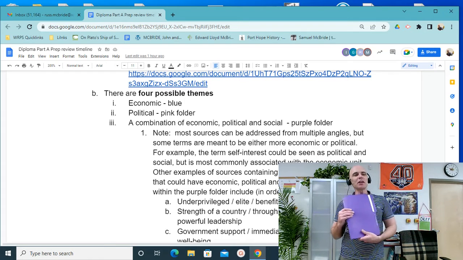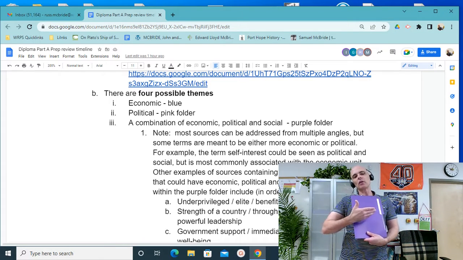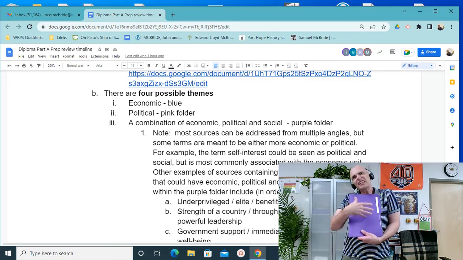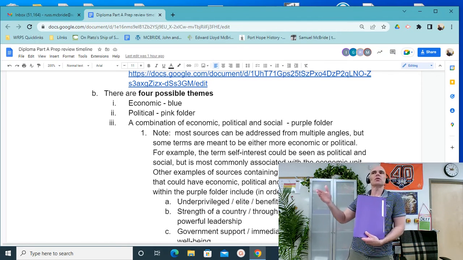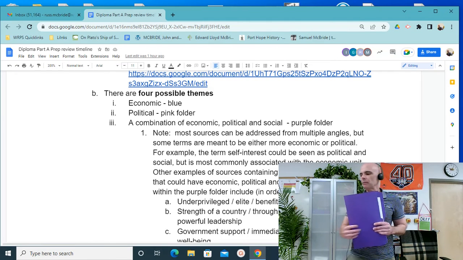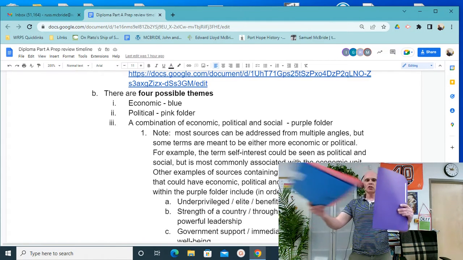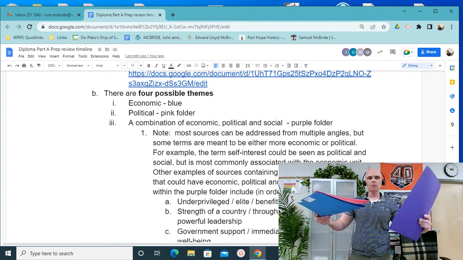No, you do have a political, you do have a social, you do have an economic self-interest, but the term self-interest is mostly associated with the invisible hand, with capitalism. So an essay may seem a little less sophisticated if you ignore the obvious, right? If you just totally omit that. So I'm saying that almost all of these could be in the purple folder, which is a combination.